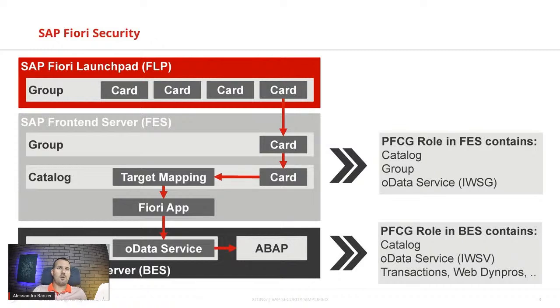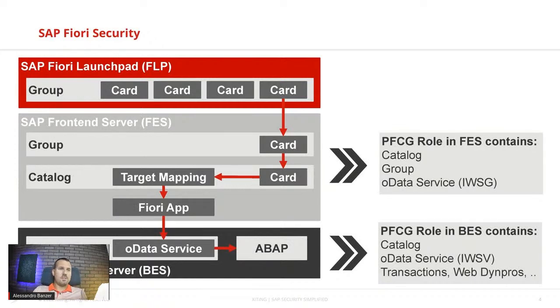So, our S/4HANA, for example, can be the front-end as well as the back-end. Regardless of the scenario, there are still components that are front-end components, and components that are back-end components. So, for example, when we talk about authorizing tiles or cards, however you want to call them, on the Fiori Launchpad, the user needs certain front-end components like the catalog, the group, the pages, spaces, and so on. And all that is front-end related, so it needs to be built on the front-end.